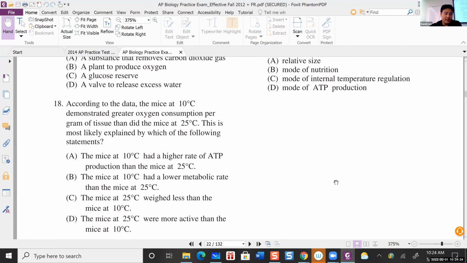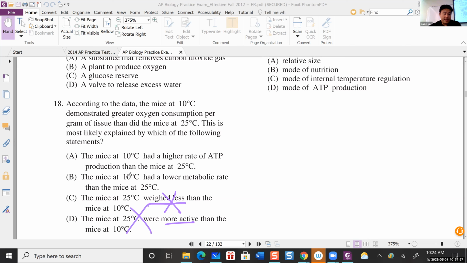So we're talking about the mice though, okay? And if you didn't know that, you can just guess, right? Is it because they weigh less? No, it doesn't matter, right? The mice at 25 were more active, that's counterintuitive. If you're more active, you should use more oxygen. So that's just garbage, right?